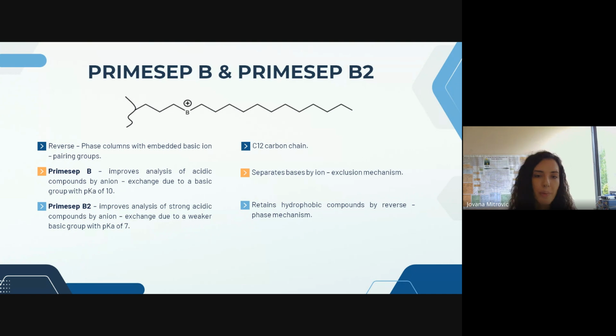Now, moving on to basic stationary phases, PrimeSep B and B2. These columns, again, have embedded basic groups, offering anion exchange capability. PrimeSep B features a strong basic group with a pKa around 10, which is ideal for separating, let's say, weakly acidic compounds. PrimeSep B2 has a weaker base with a pKa around 7, and that's better suited for strong acids. Both still retain non-polar compounds using reverse phase interactions, and they're fully LCMS compatible.